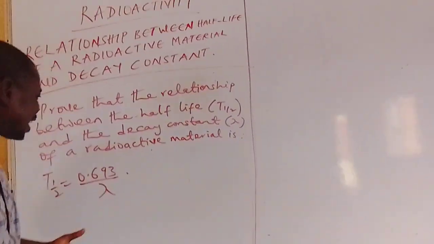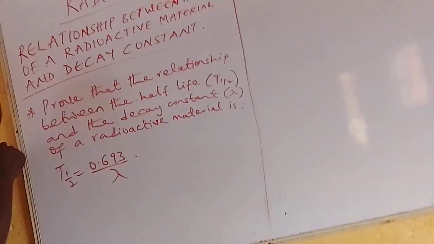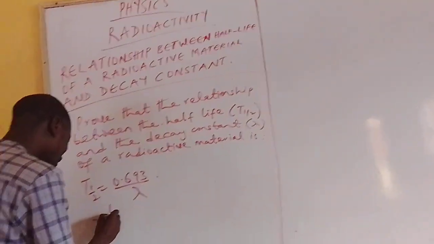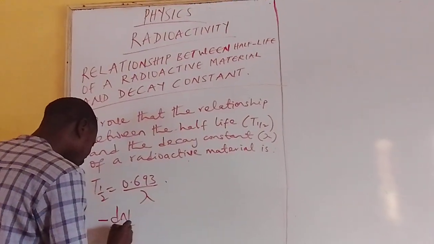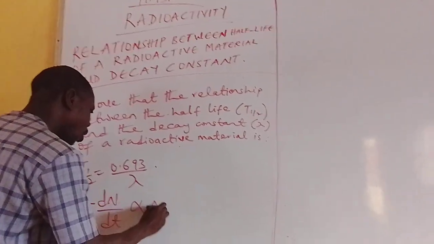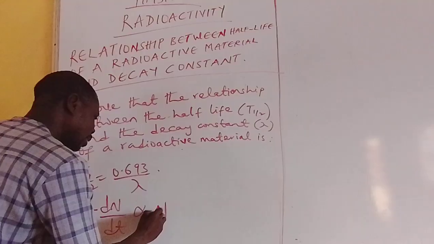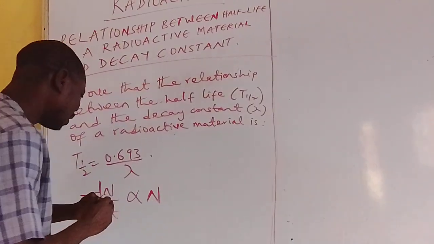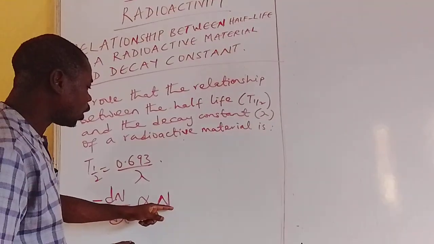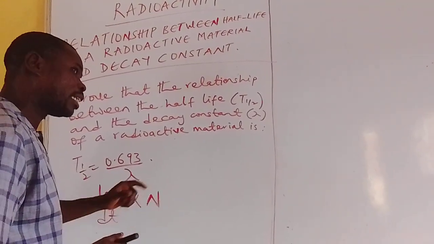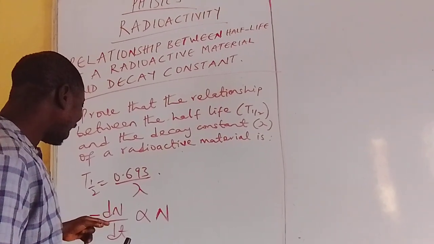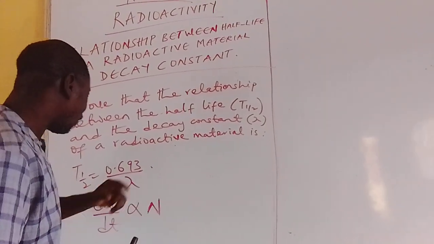It is pertinent that the rate of disintegration, minus dN/dt, is directly proportional to the number of atoms present. We should establish that minus dN/dt is directly proportional to the number of atoms present. So what does that mean? That means the rate of decay is proportional to the number of atoms.